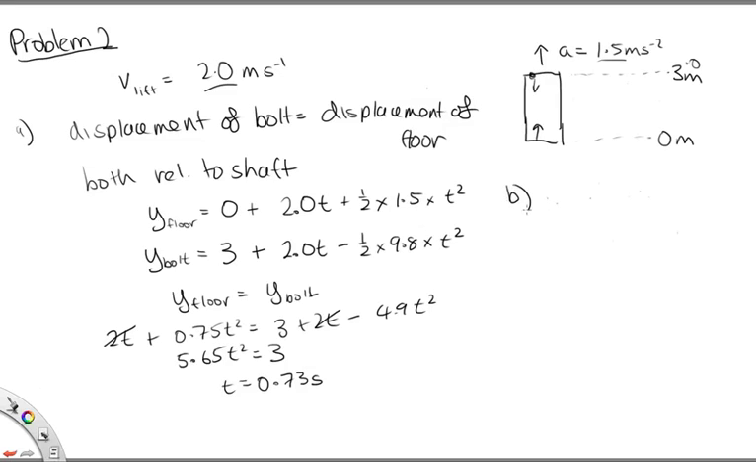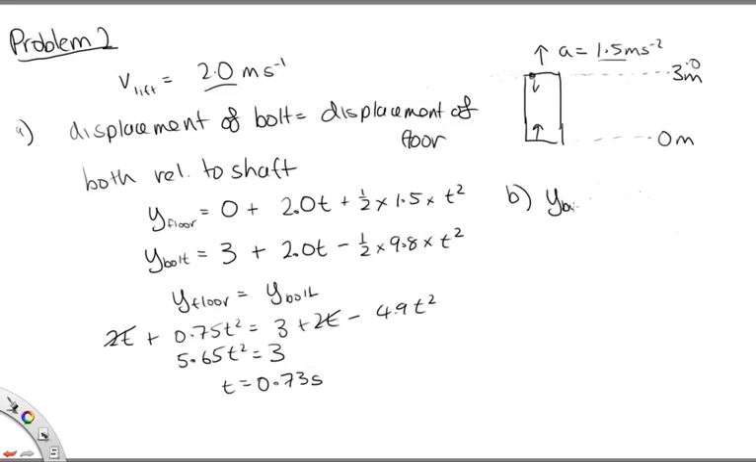Part B says the distance that this bolt has fallen relative to the lift shaft. So the lift shaft is here, it's stationary. The bolt started at 3 meters. So in this question, we don't care about that 3 meters. That's the initial displacement, but we want to get rid of it from the equation because that isn't falling relative to the lift shaft. So what we can do is solve this equation, but we get rid of the initial 3 because we're only interested in how far it's fallen.